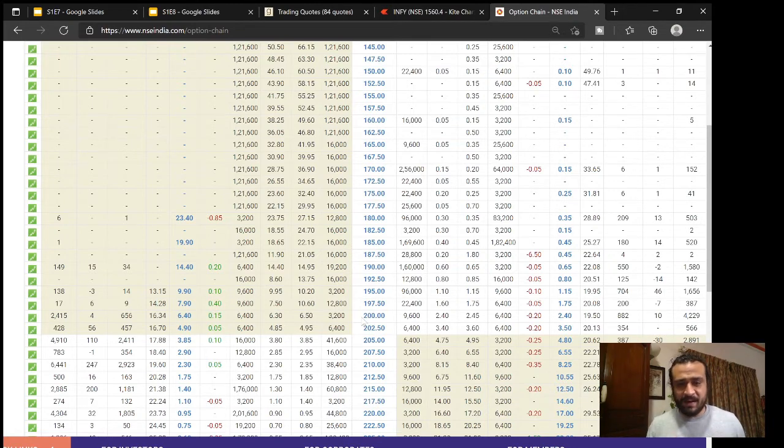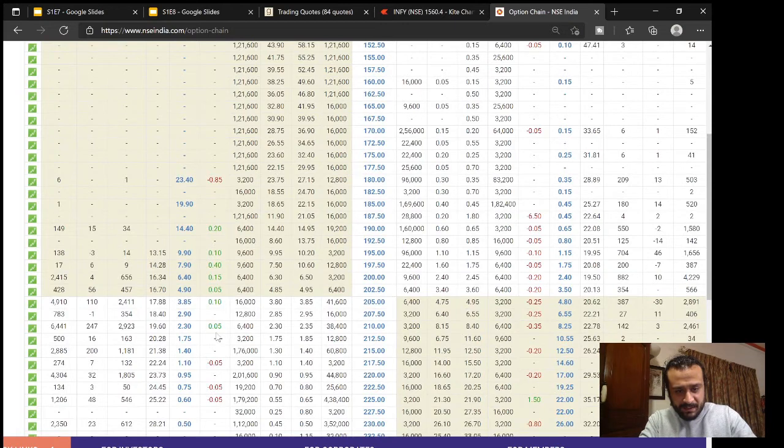If it had to expire today, the spot is above the strike, so it is an in the money option. You can see all the in the money options are on this side, the colored side, and this side are the out of the money options. And one of these two is at the money. So 202.5 in our case is the at the money option.